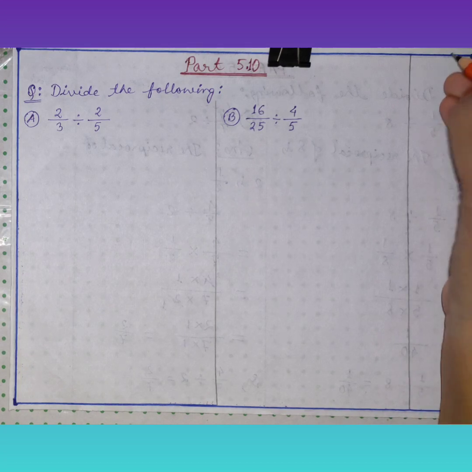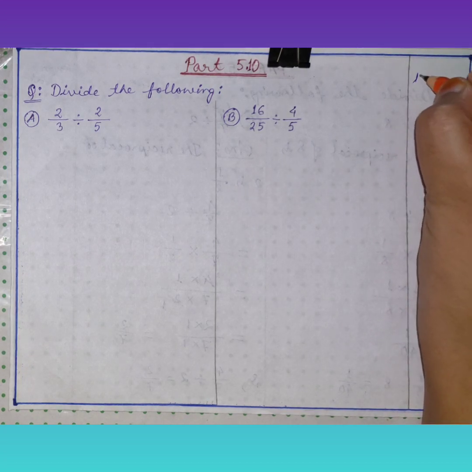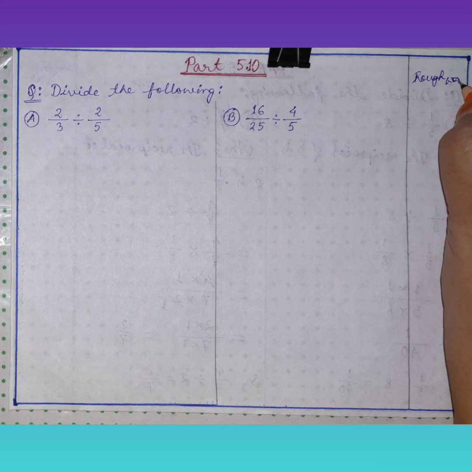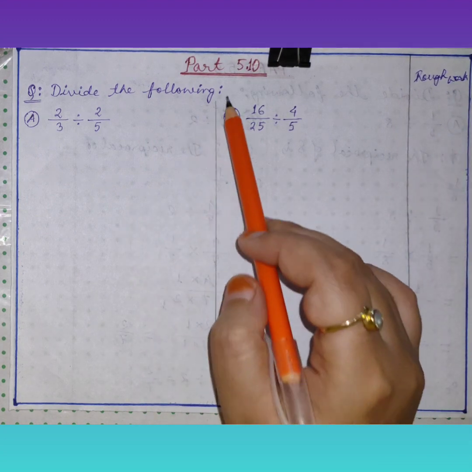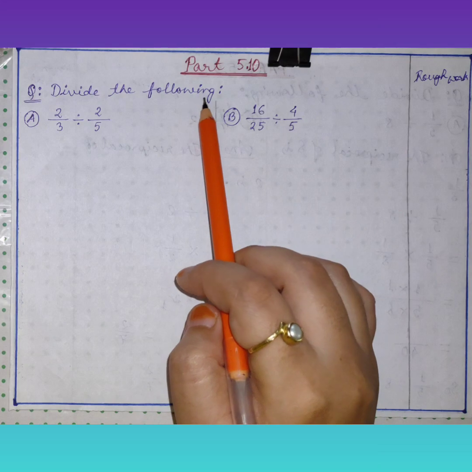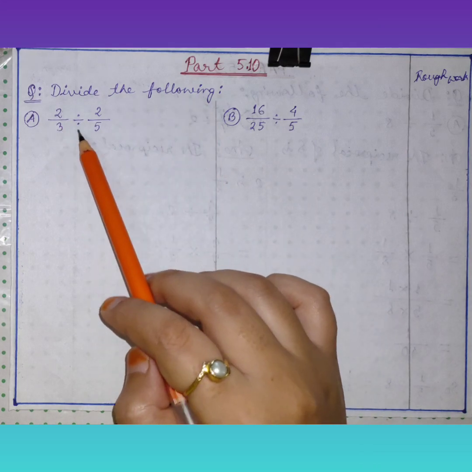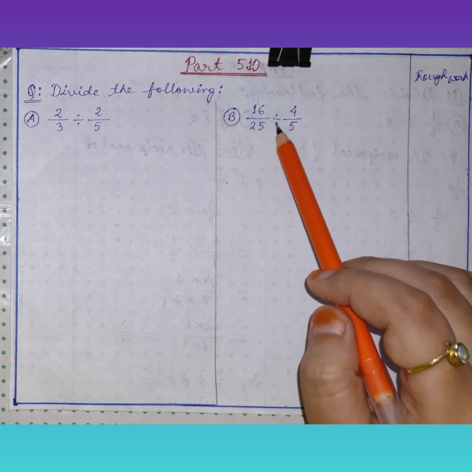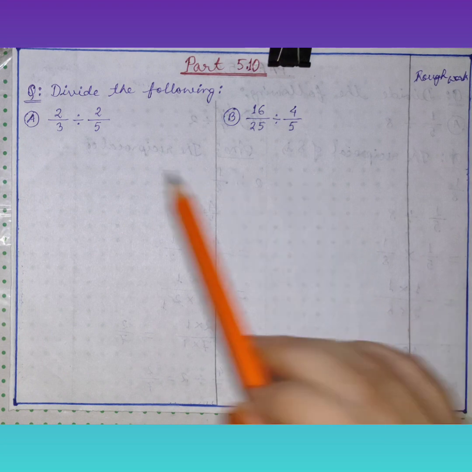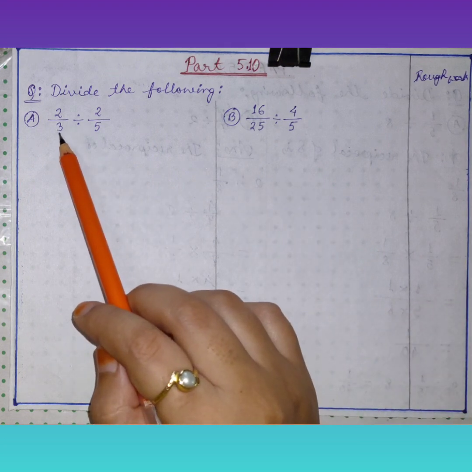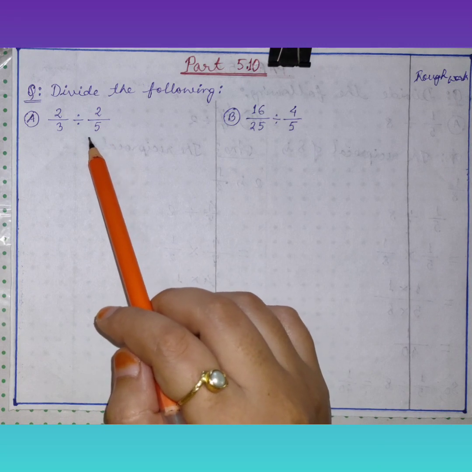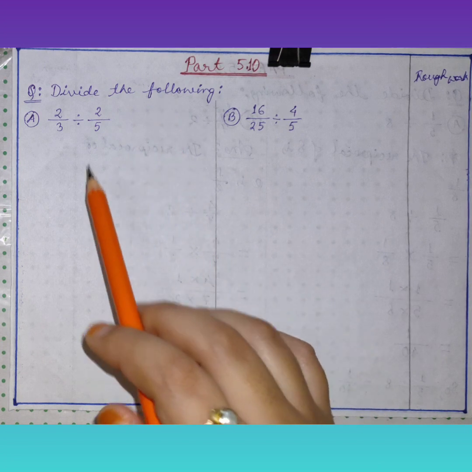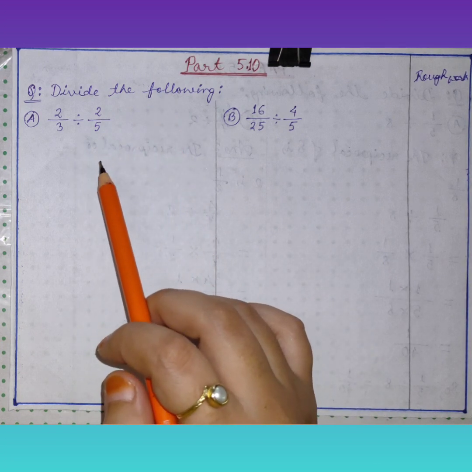Now, whenever you have to do any rough work, do it on this side. Now the question from part 5.10 is: divide the following. First question, 2 by 3 divided by 2 by 5, and the second question, 16 upon 25 divided by 4 upon 5. See the question properly, you are given two fractions, right? How we have to do this, let us discuss. This is dividing fractions by fractions.